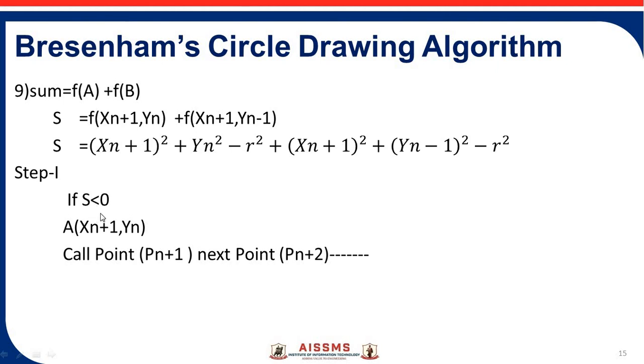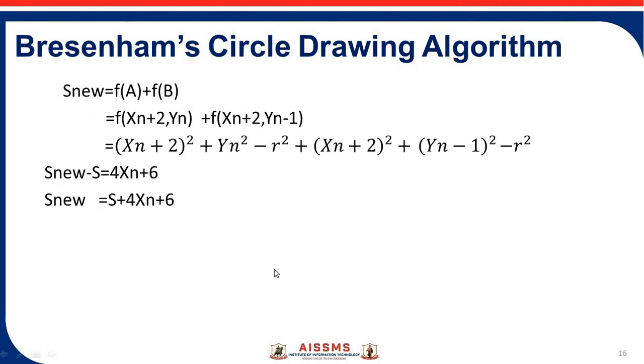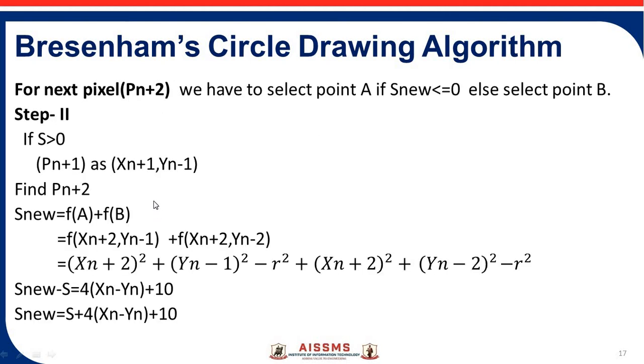If the sum is less than 0, then call point Pn plus 1, and the next point Pn plus 2. After that, calculate S new with the help of xn plus 2, yn, xn plus 2, yn minus 1. After simplification, we get the result S new is equal to S plus 4xn plus 6.